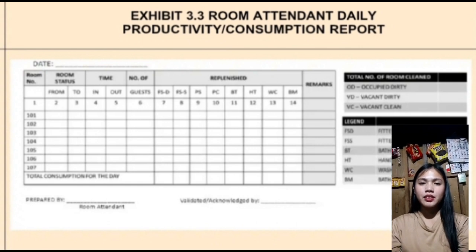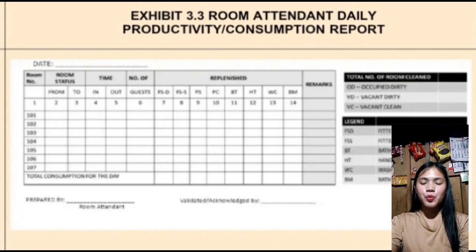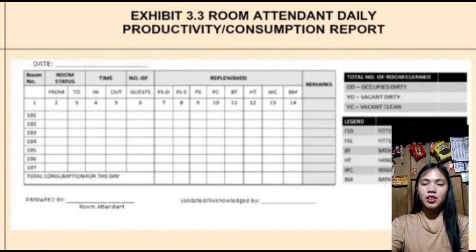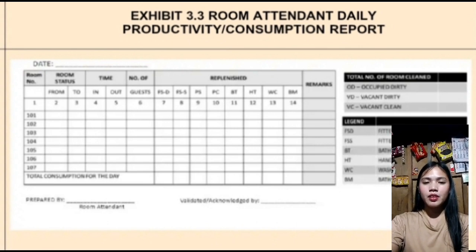This is the room attendant daily productivity or consumption report. Here are the instructions. Upon entering the room, the attendant shall indicate in column 2 the actual room status in the form. Then write in column 4 the exact time he started cleaning, and indicate the time he leaves the room in column 5. He shall also fill up in columns 7 to 14 the quantity of replenished linen and amenities in the room. Additional columns for other items may be added.